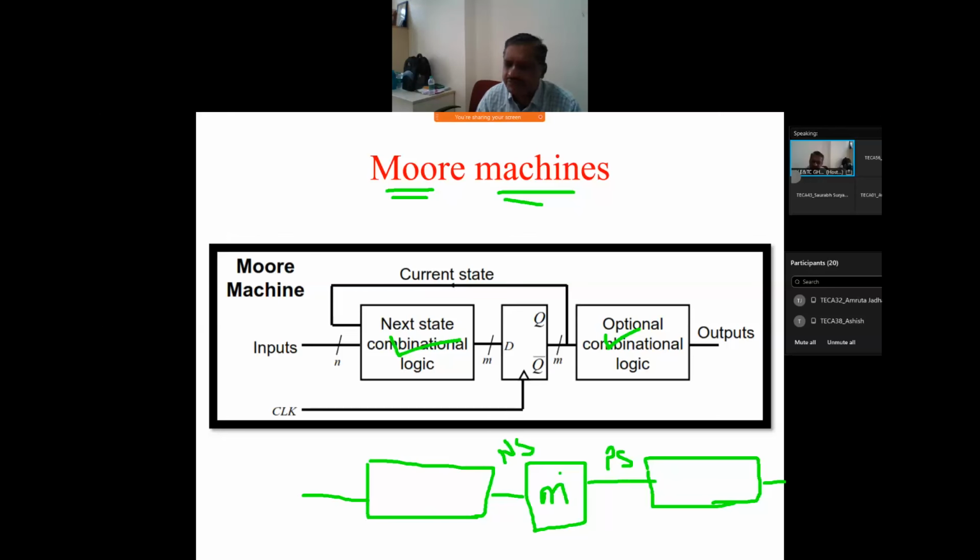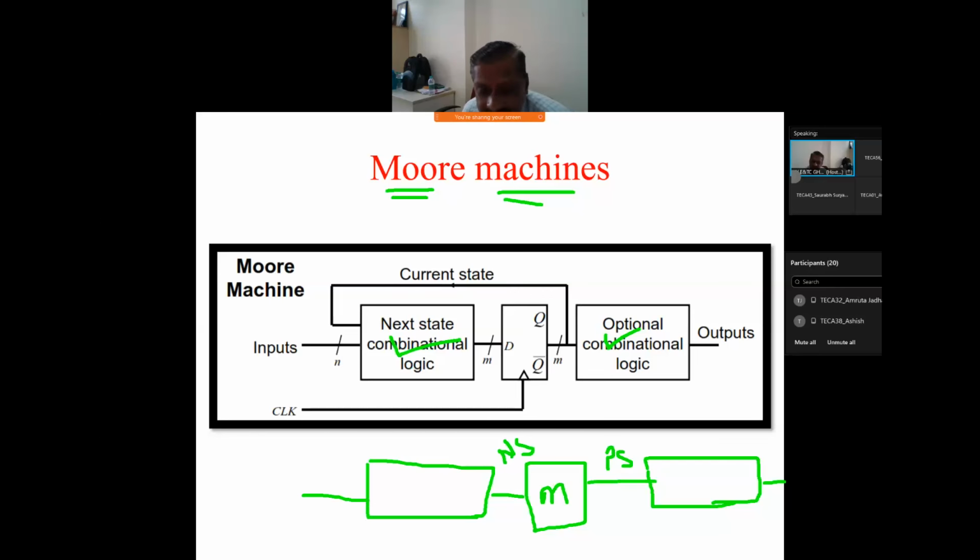Already I discussed, we have many misconceptions. Generally, we say the output of the memory element is the next state. It is absolutely wrong. The output of the memory element is known as the present state of the machine, and the input to the memory element is known as the next state of the machine.